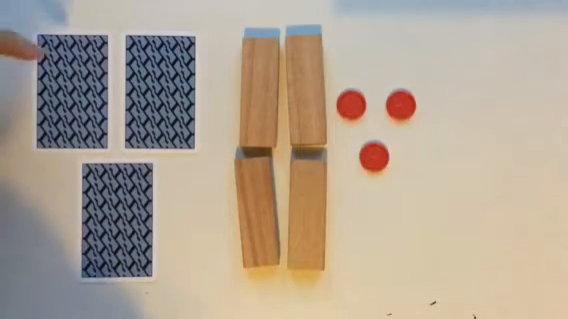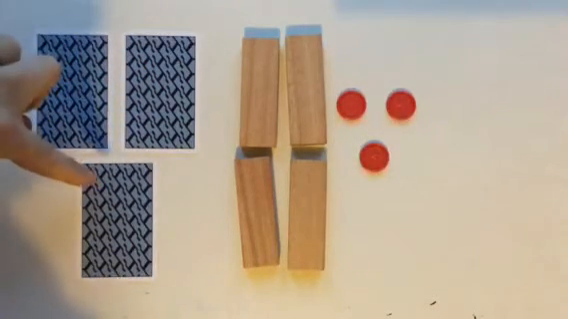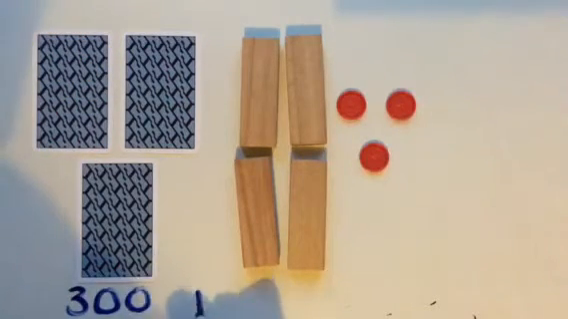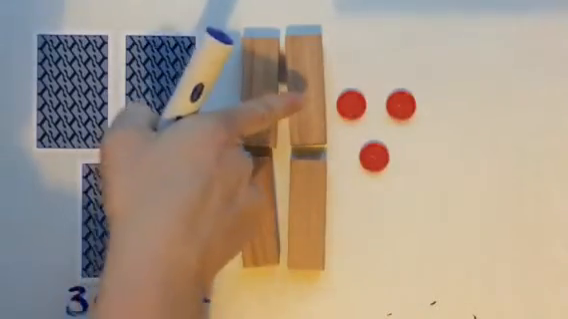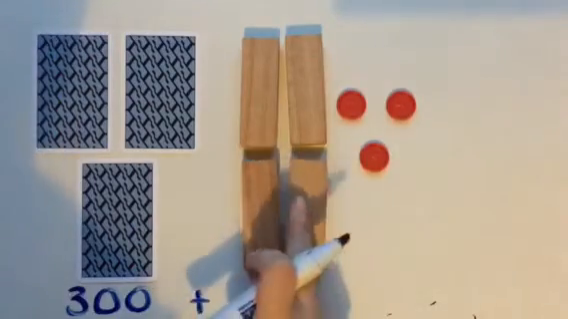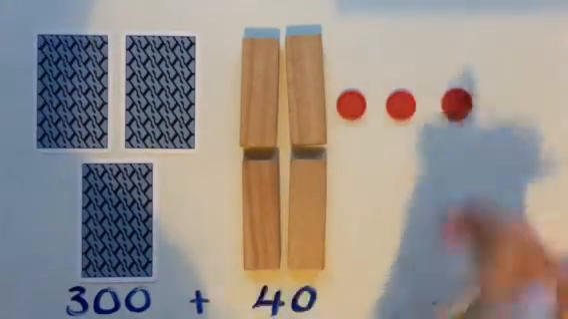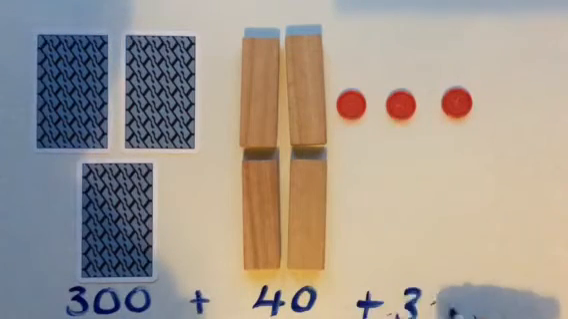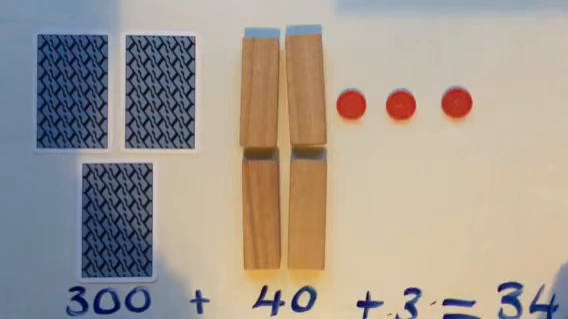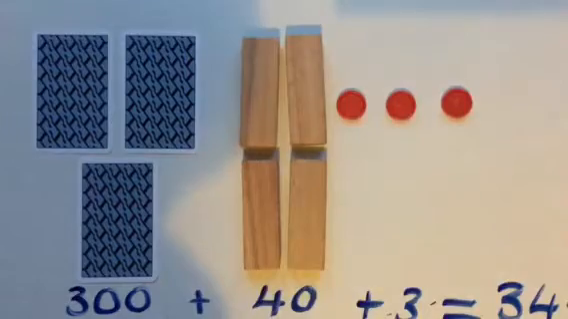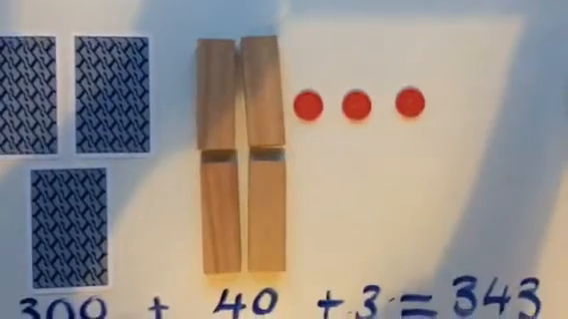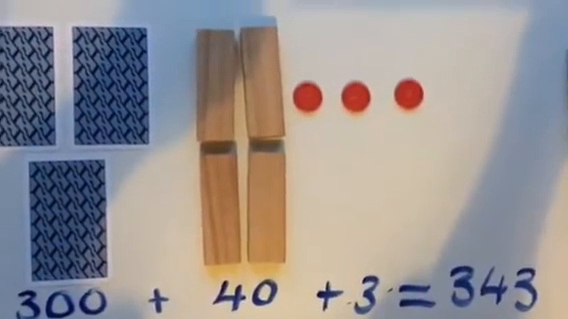We have got 100, 200, 300. So we've got 300 plus how many tens? 10, 20, 30, 40 this time. We've got 4 tens. And how many ones? We have got 3. So add 3 is equal to 343. You just see that there at the end. 343. Okay.